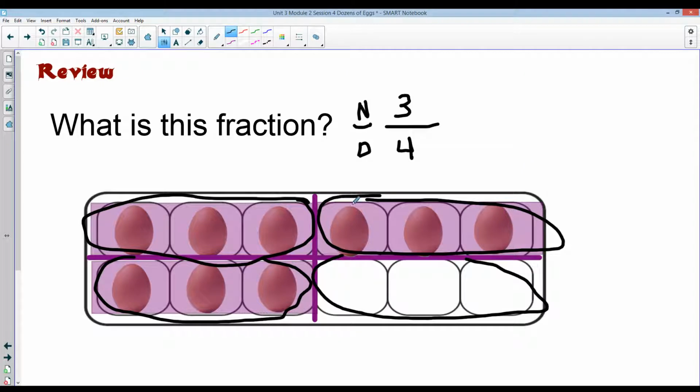Okay, now we can say 3/4 of 12 eggs. I have 3/4 of that dozen. I have 1, 2, 3, 4, 5, 6, 7, 8, 9 eggs. Yay.